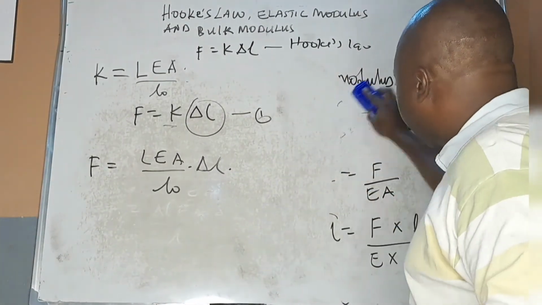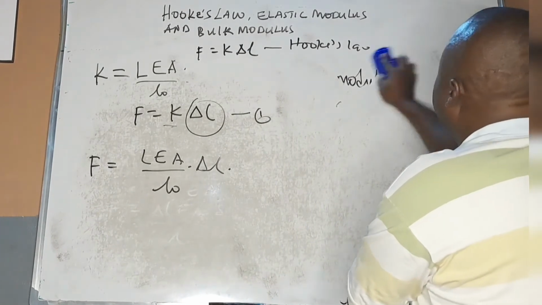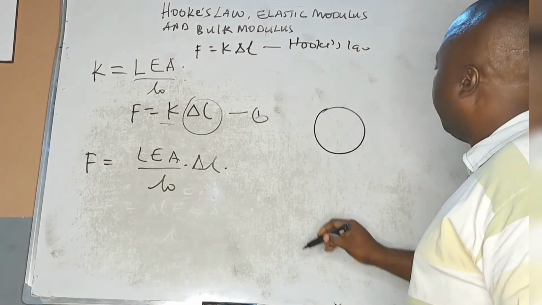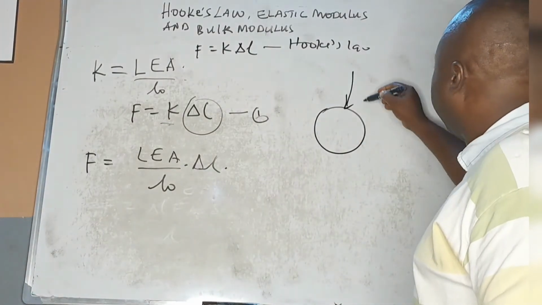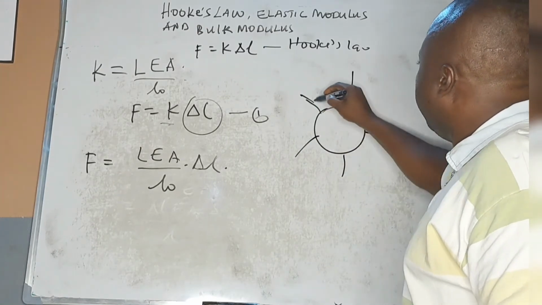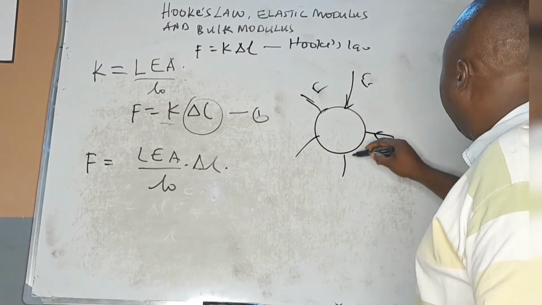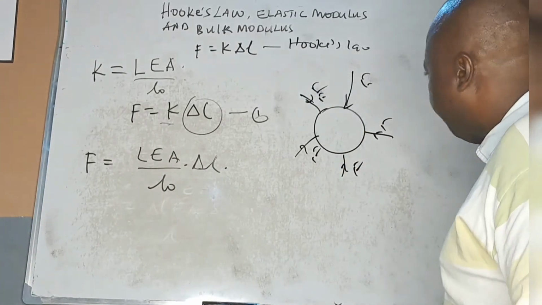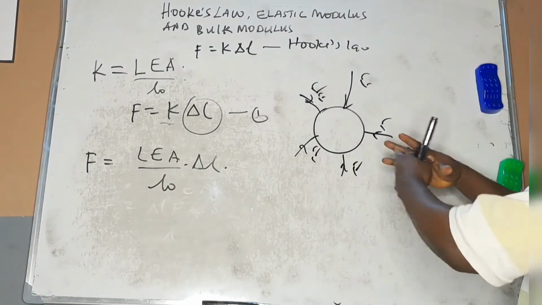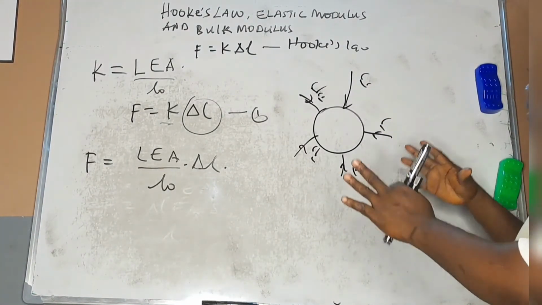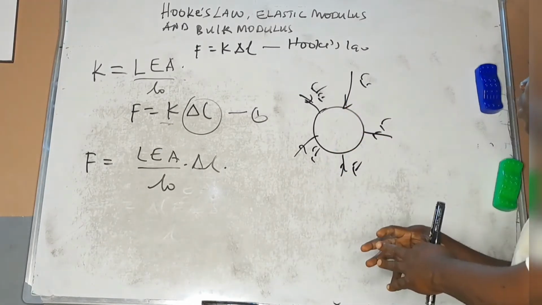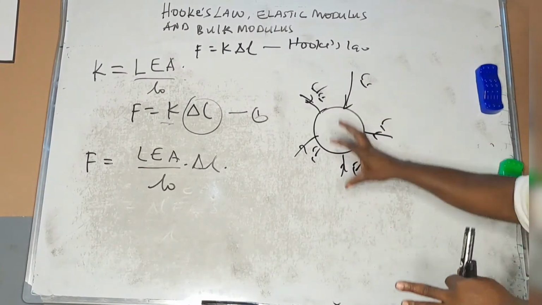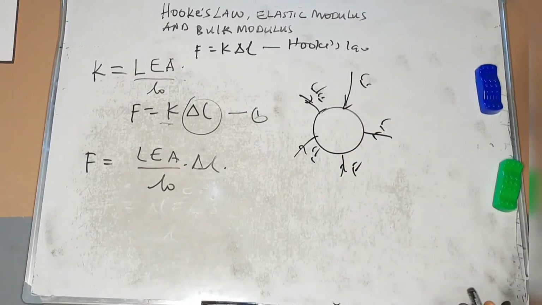Now, we just dealt with a material of a certain length, not considering volume. But if you have a material, say a ball, a material that is spherical, and you apply forces equally on it, say F, you are compressing this material. So we are trying to look at the resistance this material will offer to this compression. It is called bulk modulus, the resistance offered by this material to which these equal forces have been applied.